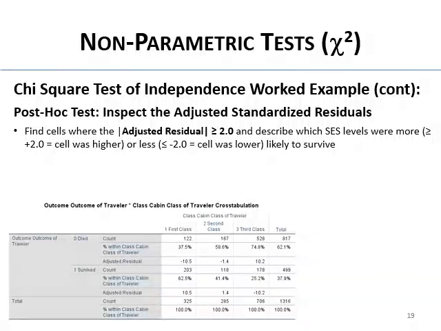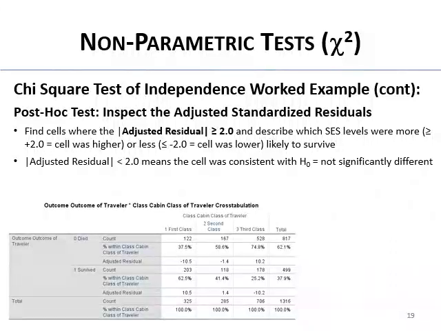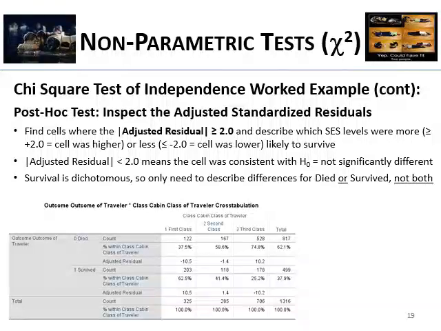than would be expected if the 2 variables had not been related. So they tell you where weirdness is. So if you get an adjusted residual where the absolute value is less than 2, it just means that cell is consistent with the null hypothesis. That is, that the 2 variables actually aren't related. So survival is dichotomous, and we run into this a lot. It's just 2 levels, right?